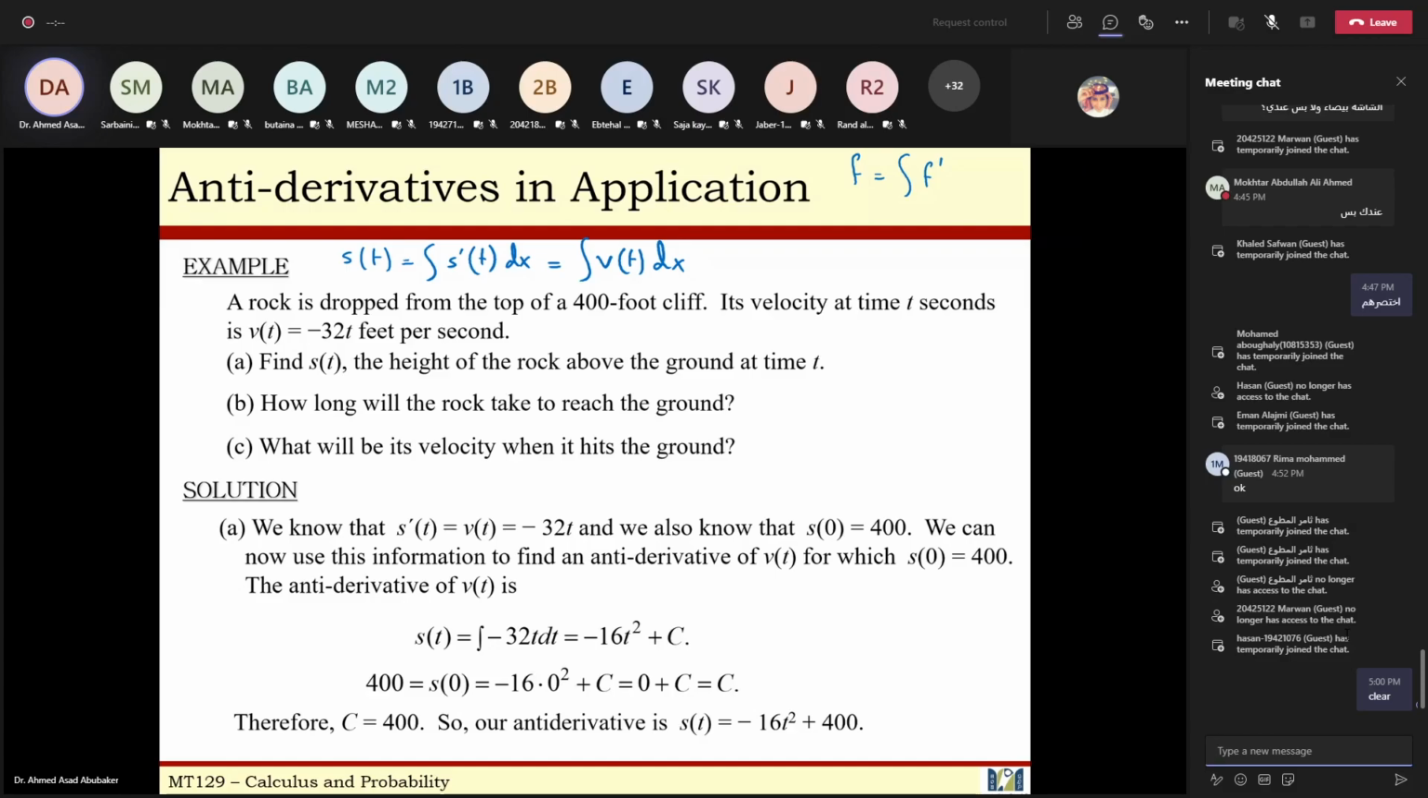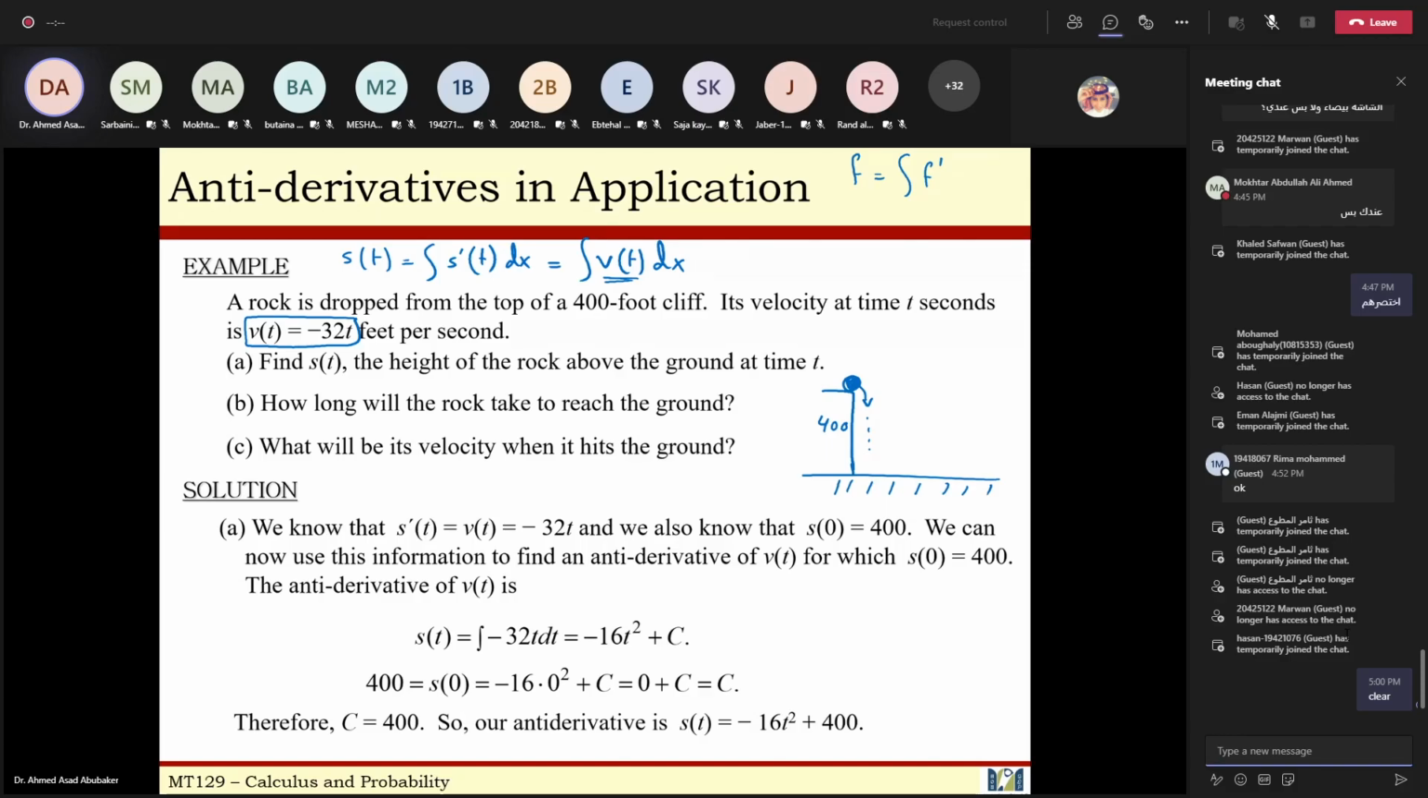Okay, now if we have the velocity function, for example, we have a rock dropped from a height. This is a rock dropped down from a height of 400.